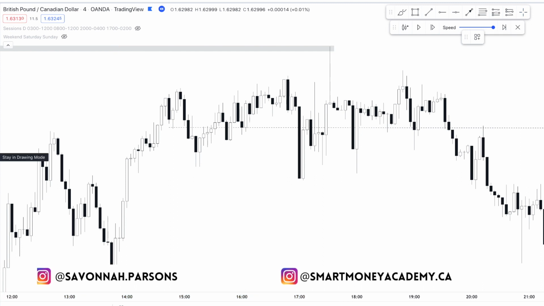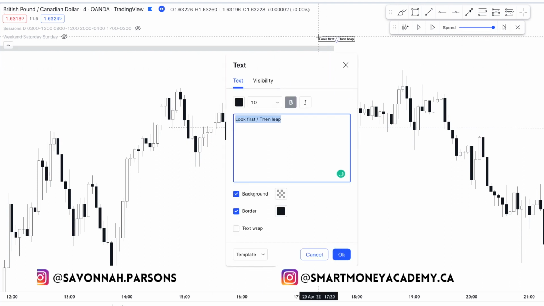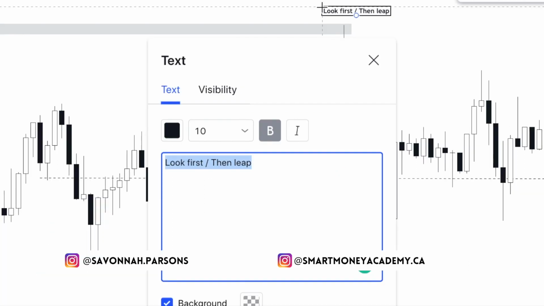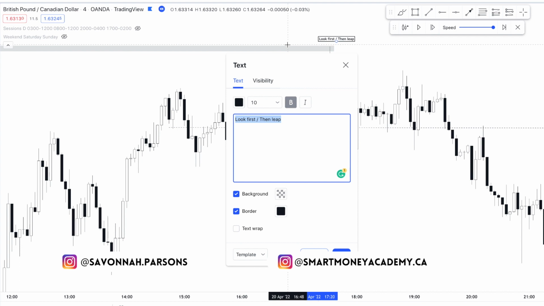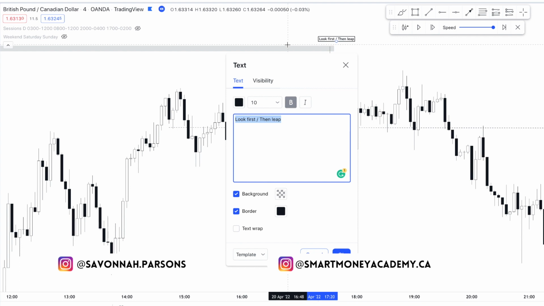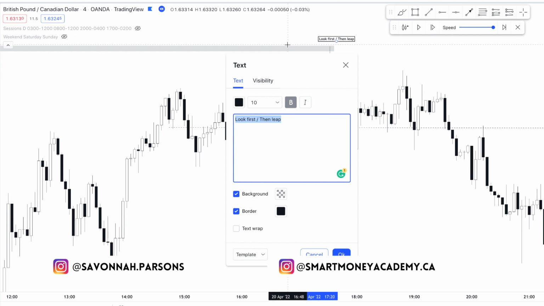I have this weird glitch on my TradingView, you guys. My TradingView went down last week, and now every single time I click a text box, it says "look first then leap." This is not my confirmation. I don't know how to fix it. Maybe I should log out, log in. I'm like, did I accidentally add an indicator? So this "look first then leap" thing is literally a glitch that I've been having for a week. Maybe I'll message TradingView, but completely ignore it. It's so random. I've been trading for how long? I've never had a glitch with TradingView in my life. So every time I click a text, it says this, but I just write over it.